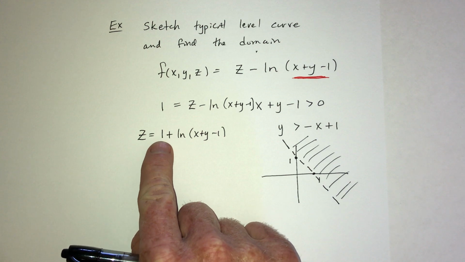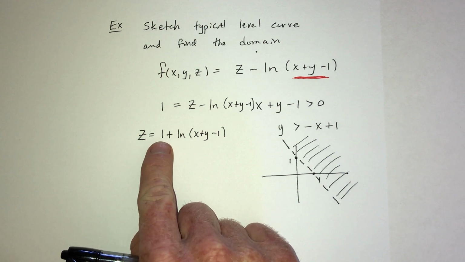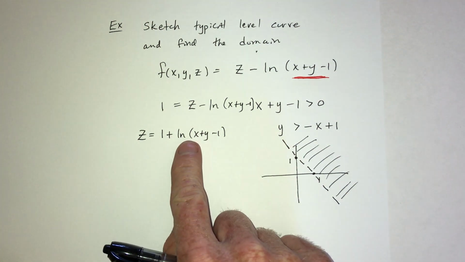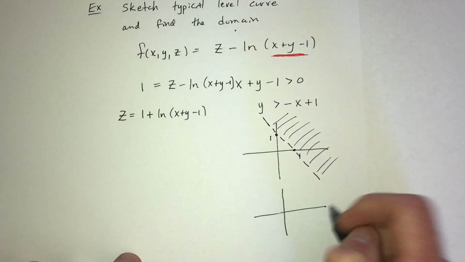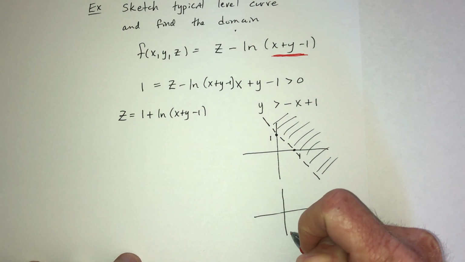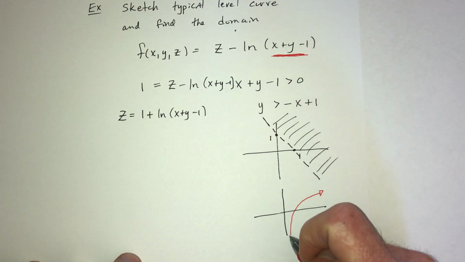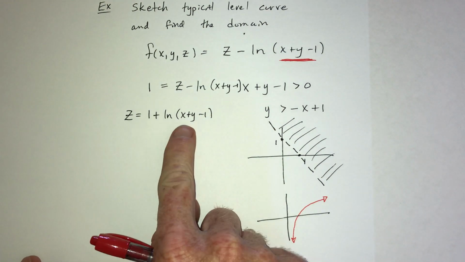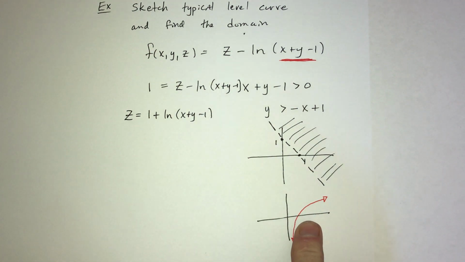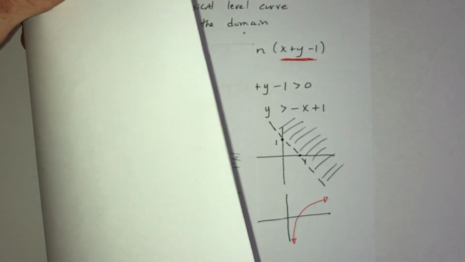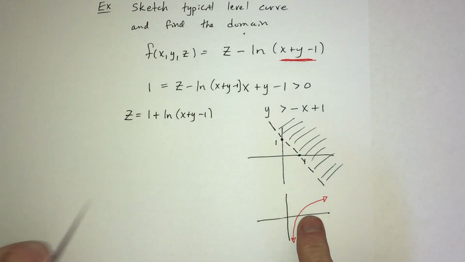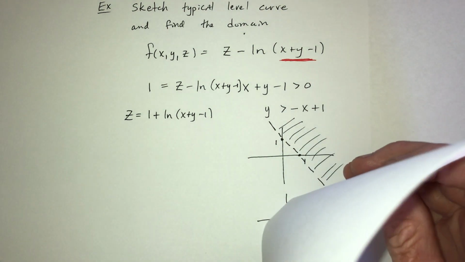Well, z equals the 1 plus means that it was shifted up by 1 on the z-axis. And then it's basically the natural log function. Well, if you look at in 2 dimensions the natural log function looks like this. So this thing is going to basically be this shape, except in 3 dimensions. So I don't know if I can show you with this camera, but it's basically like a piece of paper. If you fold it like that, yeah, sort of like that. It's going to look like that.